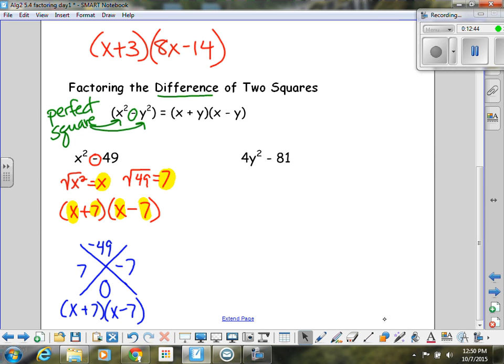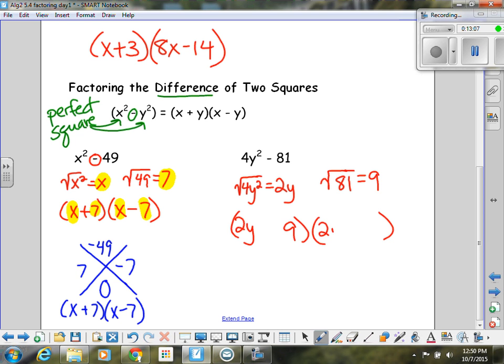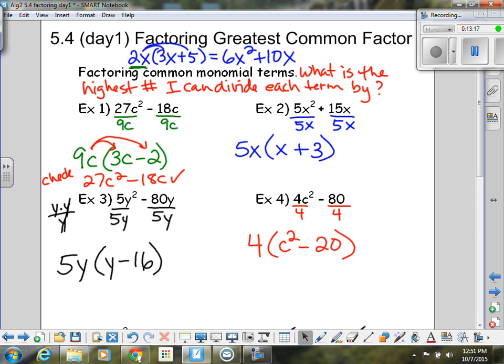So now we're going to apply that to this one because this one's a little more complicated, right? We wouldn't be able to do what we were doing last class on this one. So if I do the square root of 4y squared, then that would just be 2y. And if I do the square root of 81, that would just be 9. So in my parentheses, I'm going to have 2y and 9, 2y and 9. One of them's going to be plus, one of them's going to be minus. And then that's factored.